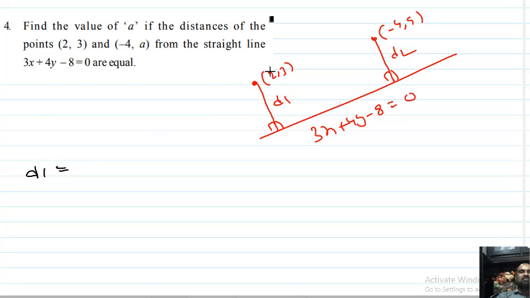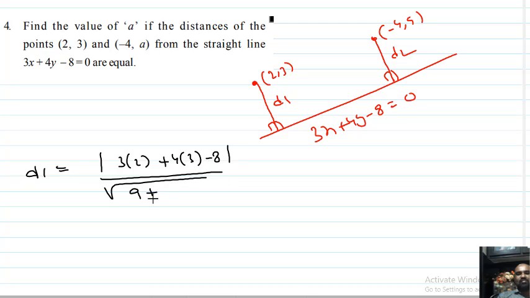The distance from a point x1, y1 to the line ax plus by plus c equal 0 is nothing but mod ax1 plus by1 plus c by root over a square plus b square. So, mod 3 times 2 plus 4 times 3 minus 8 by root over 9 plus 16. That is equal to 6 plus 12 minus 8 by 5. That is equal to 10 by 5, that is equal to 2. The distance from 2, 3 to the line 3x plus 4y minus 8 equal 0 is 2.